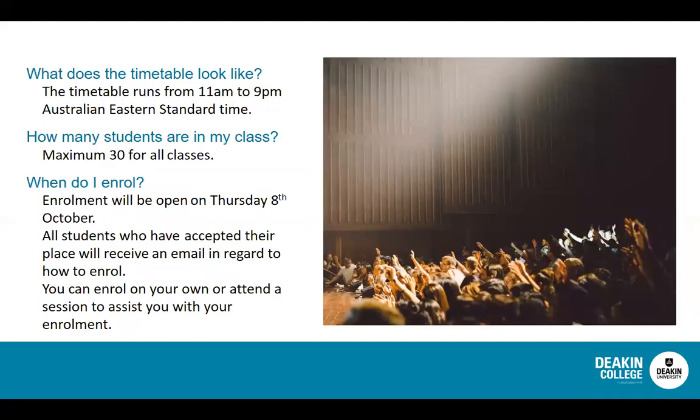What does the timetable look like? At Deakin College, the timetable runs from 11 o'clock AM to 9 o'clock PM, Australian Eastern Standard Time. How many students are in my class? We have a maximum of 30 students in all classes. How do I enroll? Enrollments will open Thursday, the 8th of October, and all students who have accepted their place will receive an email in regards to how to enroll. You can enroll on your own online, or you can attend an enrollment session to assist you with your enrollment.